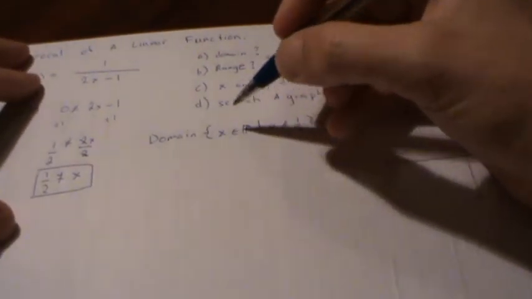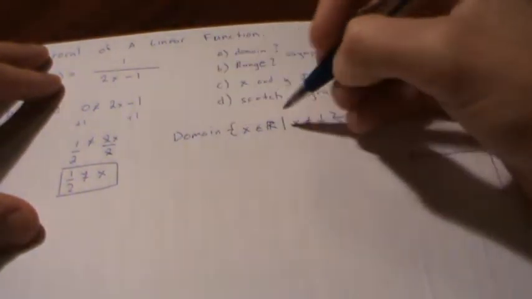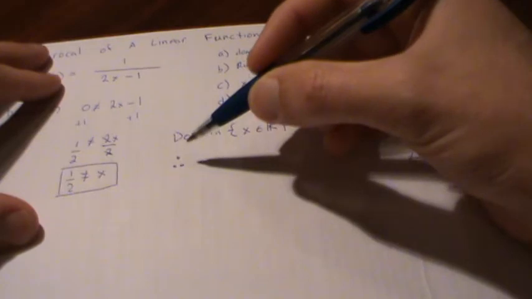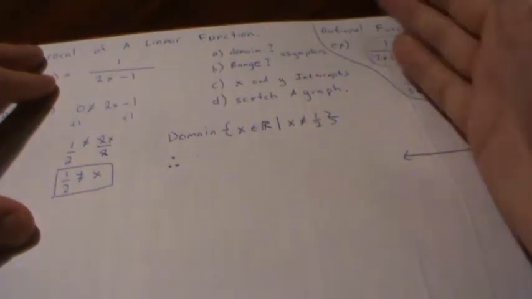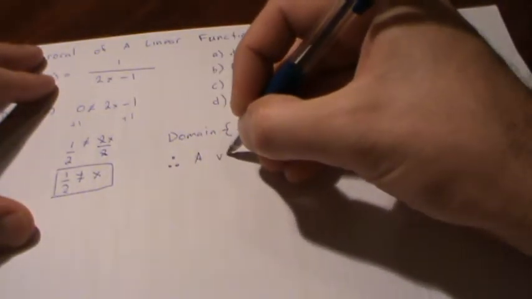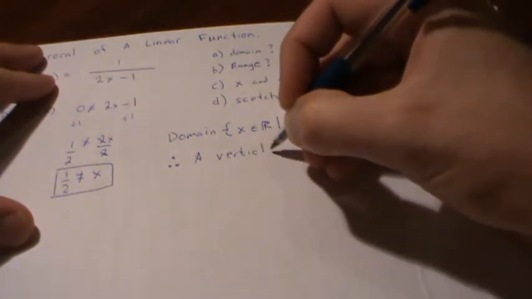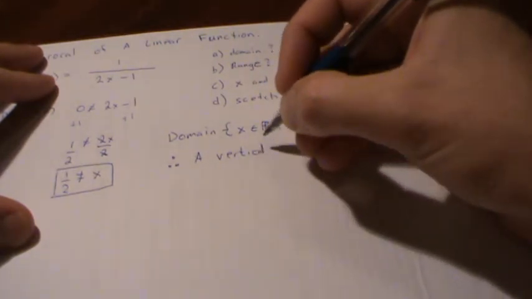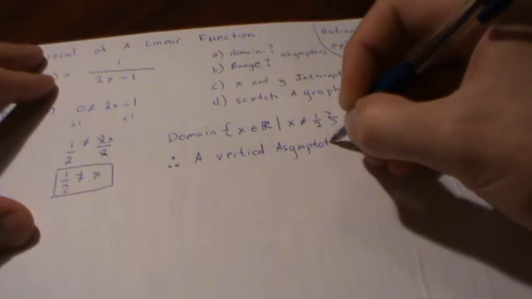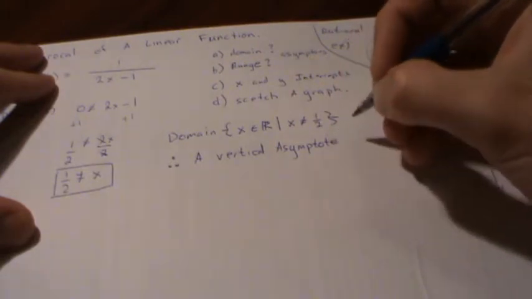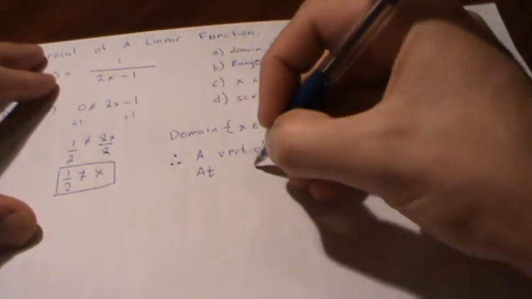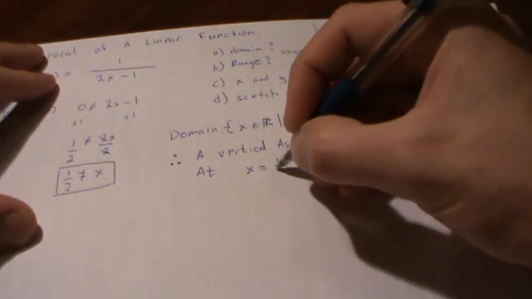Now, this domain actually tells you something. Since the domain is this, therefore, the vertical, up and down, we have a vertical asymptote. That's a tough one to spell. A vertical asymptote exists at x equals 1/2.